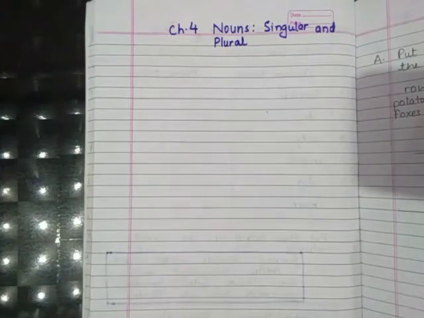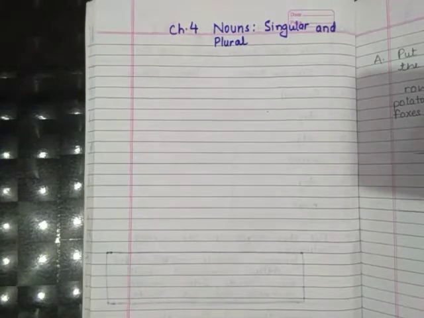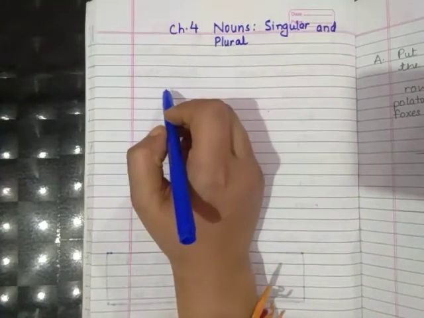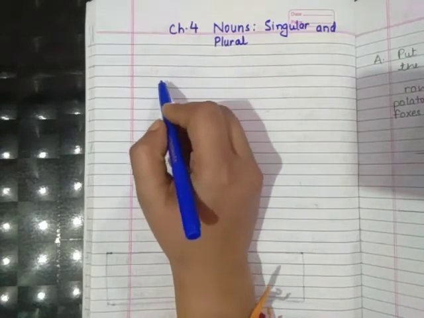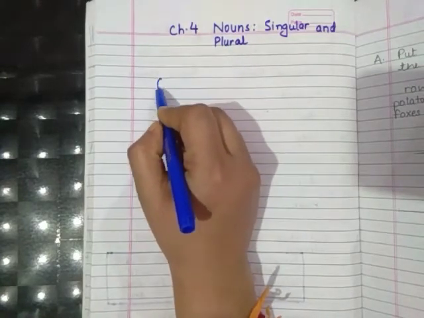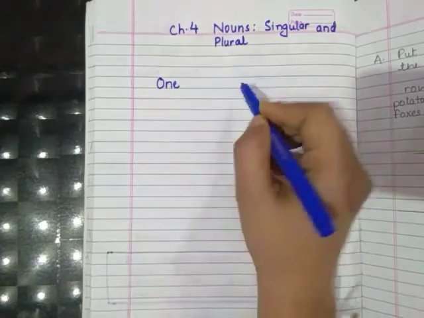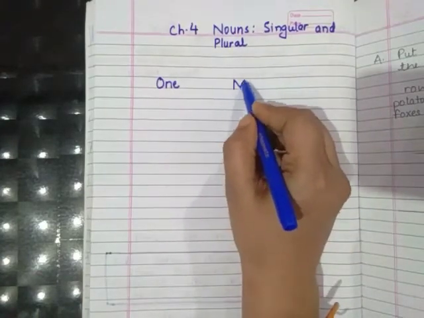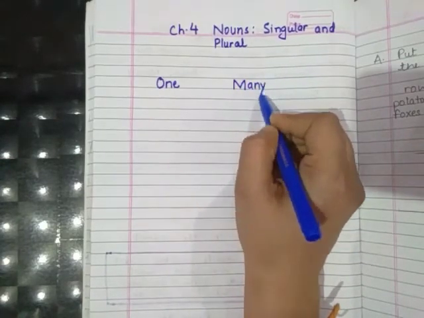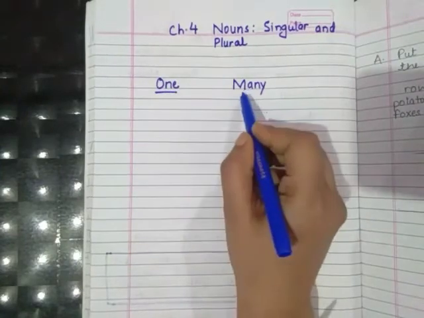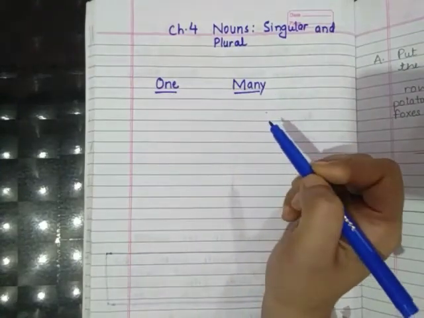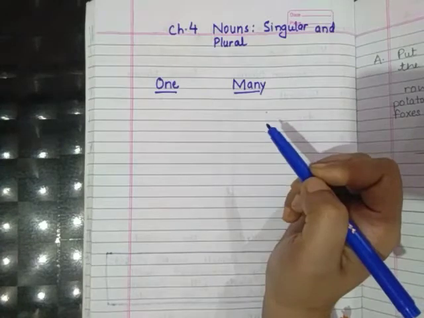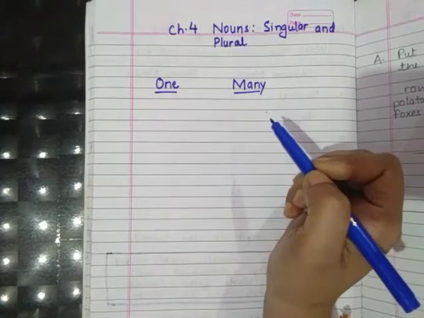I'm going to give you a small example for that. Singular means one, but plural means many. So to make you understand, I'm going to make 2 columns. The first column is for one and the second column is for many. Okay, this is just the oral part. You need not write it in your notebook.